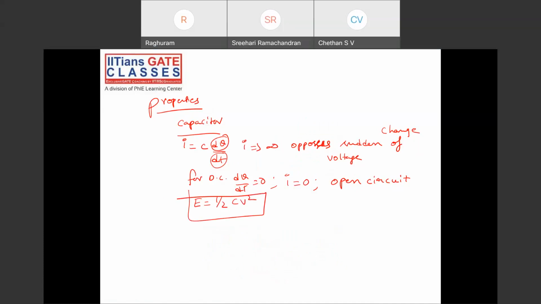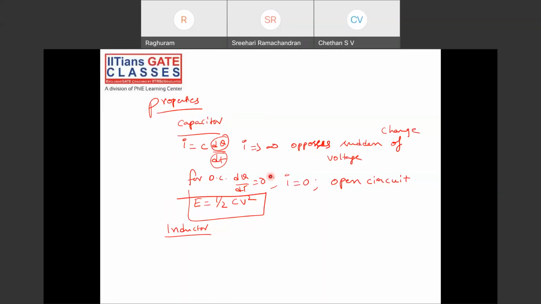Next, what is the energy stored in a capacitor, which is equal to half CV square. So this is about capacitor. Then coming to inductor, what is the voltage current relationship of an inductor? V is equal to L di by dt. From this again, it opposes sudden changes or instantaneous changes in current.